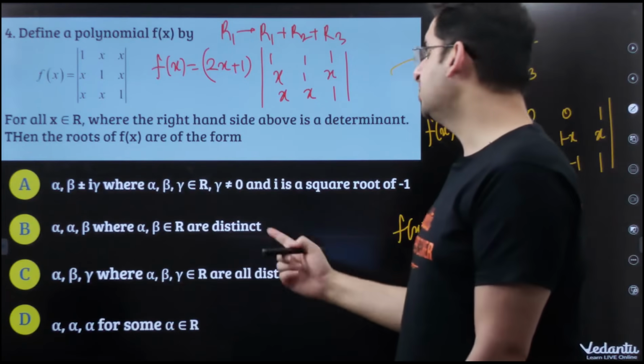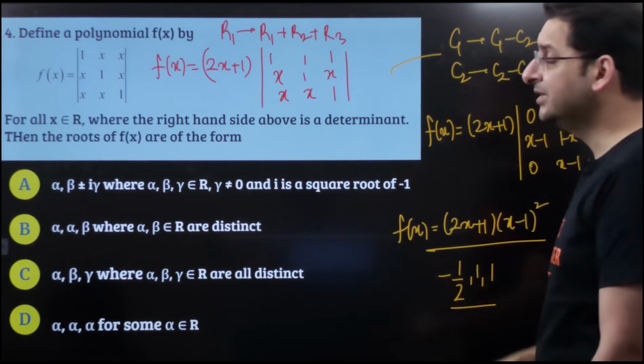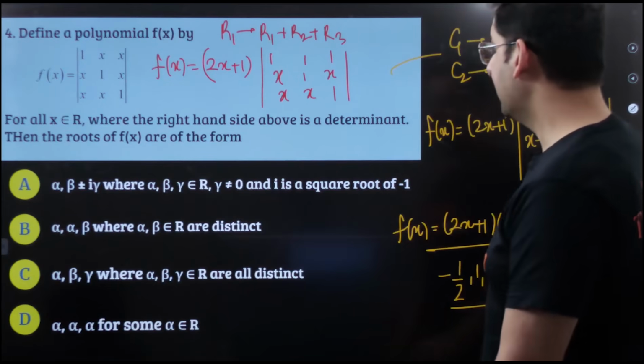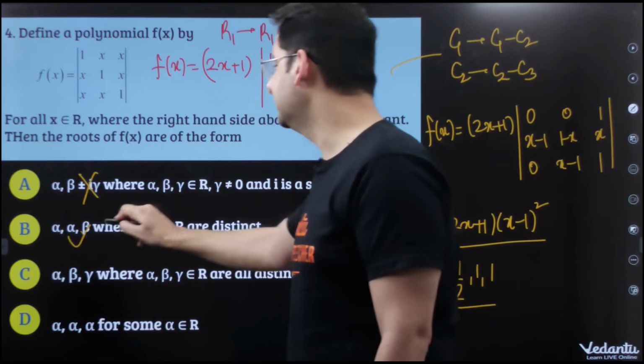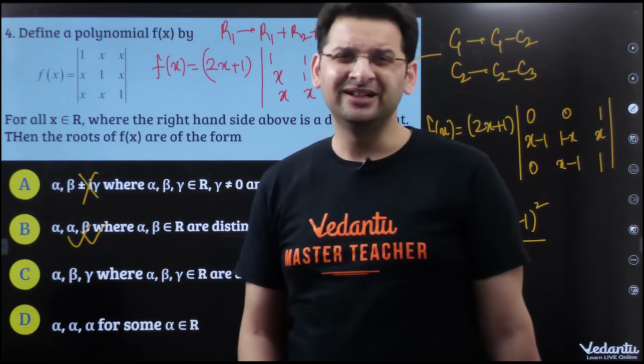So the question is the roots of f(x). Of course the roots are minus 1 by 2, 1 and 1. So two of the roots are the same, one is different, but the important thing is all the roots are real. So this is going to be the answer. Alpha, beta are real and distinct. So option B is the right answer, and this is NCERT.